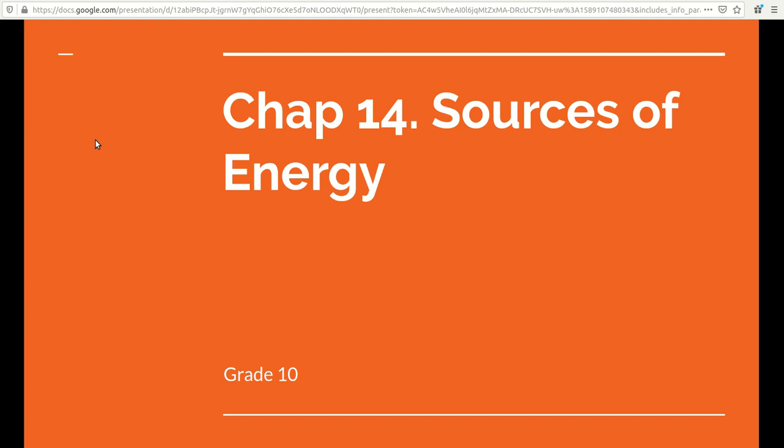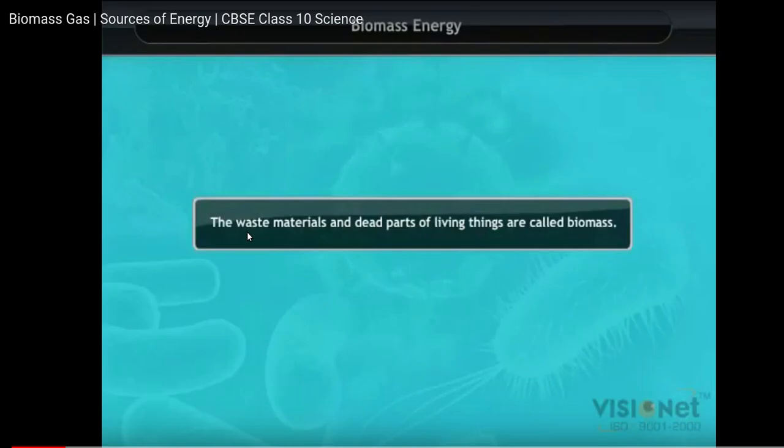Hi guys, we're back to looking at chapter 14, which is sources of energy. We will look into it in a little bit more detail in this session. Okay, so now we're going to look at biomass energy.